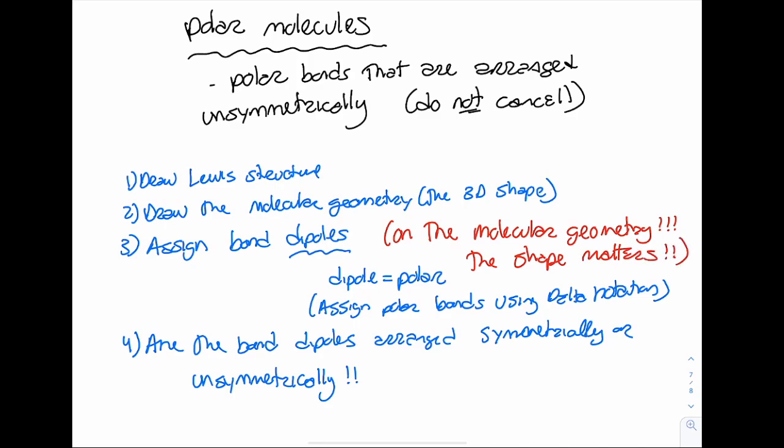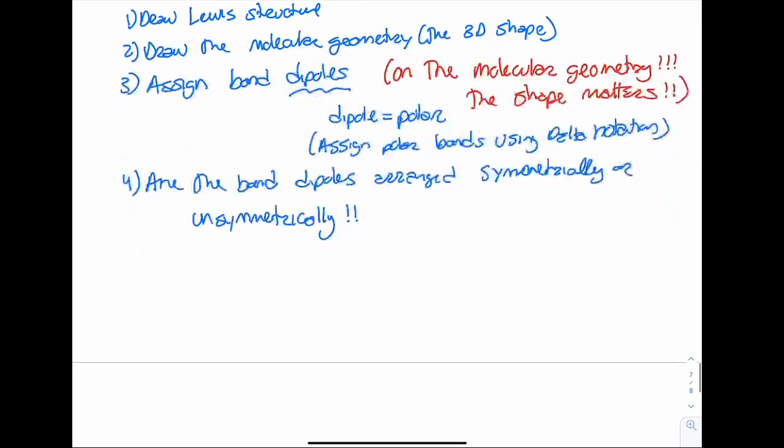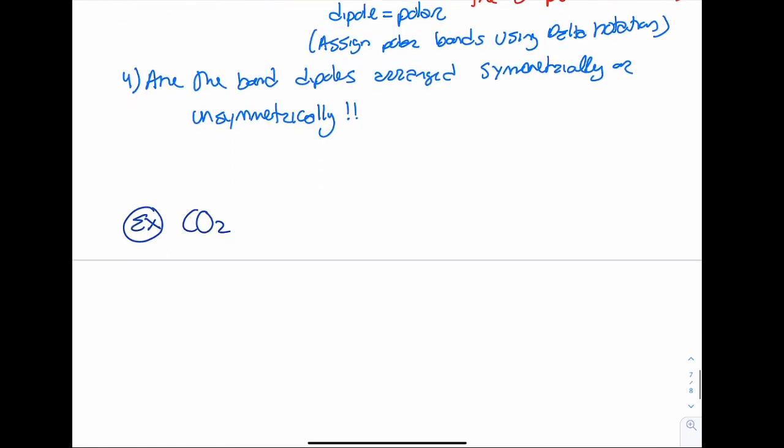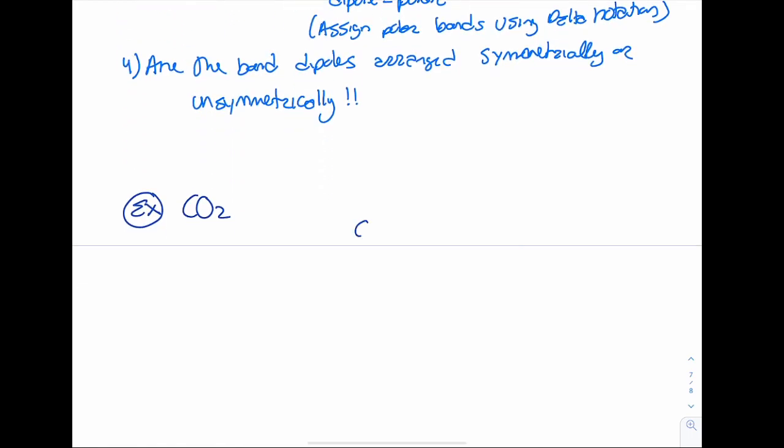We're looking to see if they're arranged symmetrically, which means we need to know what the molecule actually looks like, right? Not what it's necessarily just connected to, but how those things are oriented in space. So some examples. Carbon dioxide, we've drawn this one a couple times, so I'm just going to jump right to the shape. Carbon dioxide is linear. So I do have 180 degree bond angles between here and here. So this is linear, just in a straight line. So this is my molecular geometry.